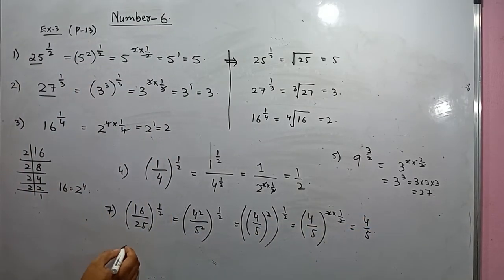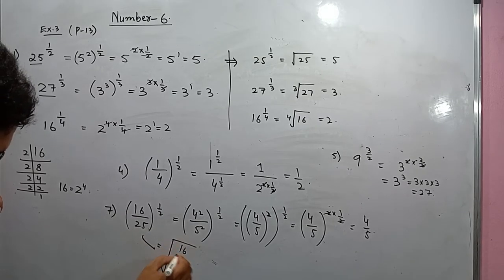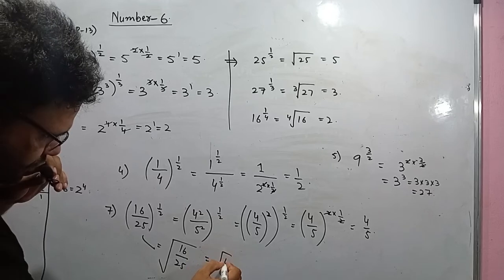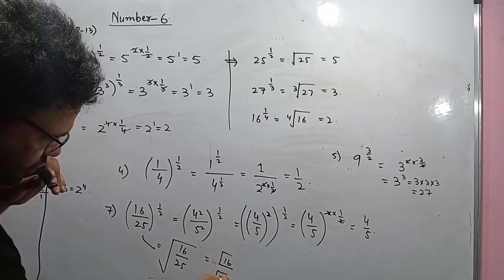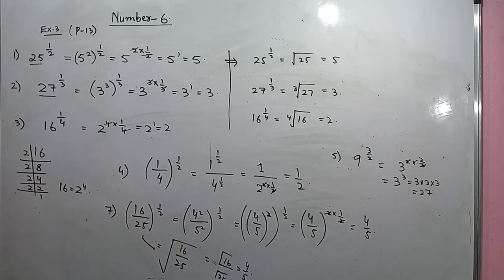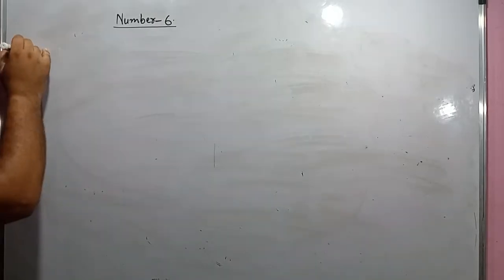Also we can write like this: square root of 16 by 25. That is square root of 16, square root of 25. That is 4 by 5. This is also the way to write the answer of the question. Now question number 10 from the same exercise.